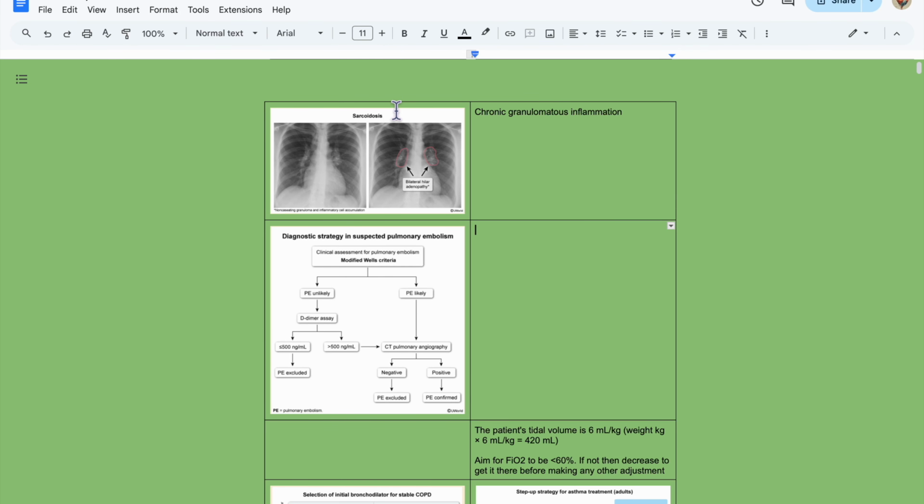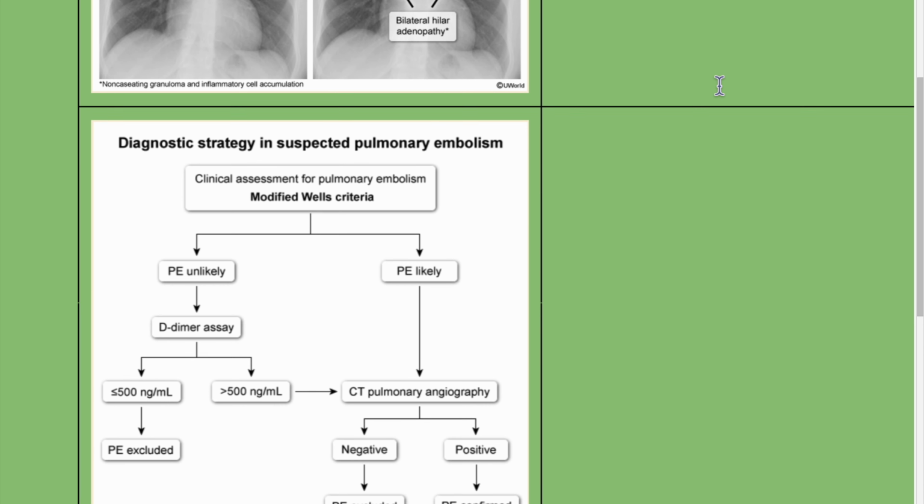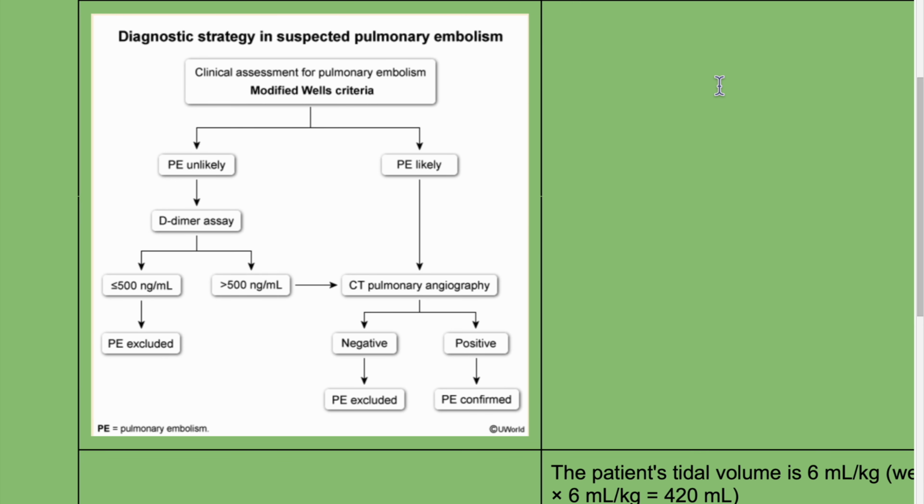All right, so we're doing pulmonary and/or respiration, and these are my notes. So sarcoidosis. This is what it looks like, right there. Bilateral hilar adenopathy. It is a chronic granulomatous inflammation. Okay. Diagnostic strategy in suspected pulmonary embolism.